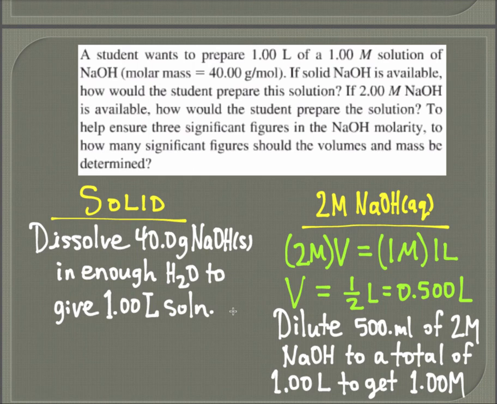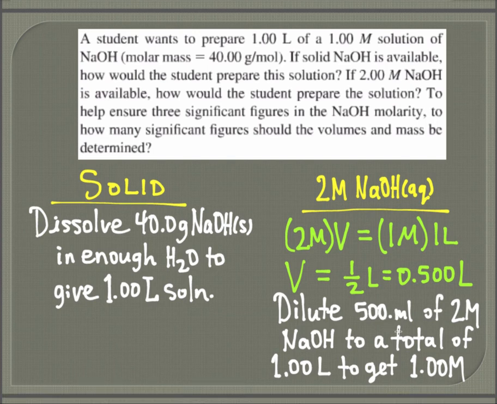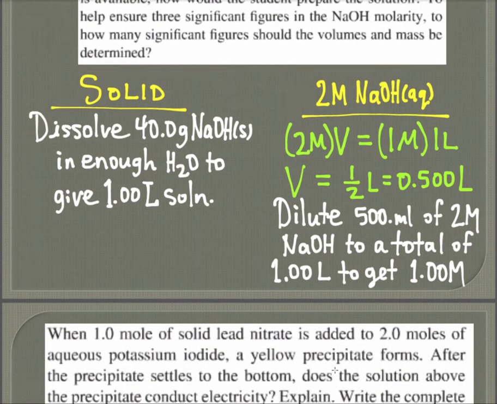If I'm diluting a more concentrated solution, M1V1 equals M2V2, and I want 1 liter of 1 molar, and I have 2 molar, so I take 500. milliliters, decimal milliliters of 2 molar, and water it down to 1.00 liters. Interesting.